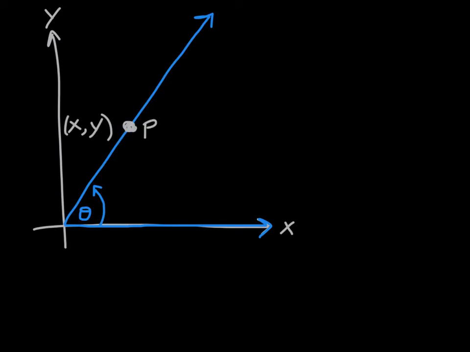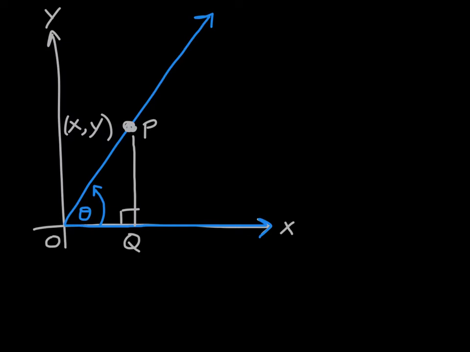All right, let's say point P has coordinates (x, y), and let us draw the perpendicular to the x-axis from point P, creating a right triangle. Let's call this point here Q, where the perpendicular meets the x-axis, and of course we have the origin. Let's call that O. So we have a right triangle POQ.